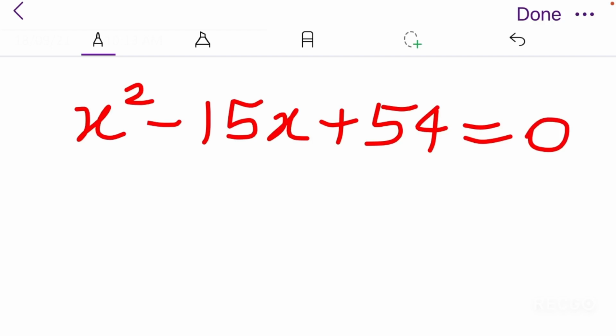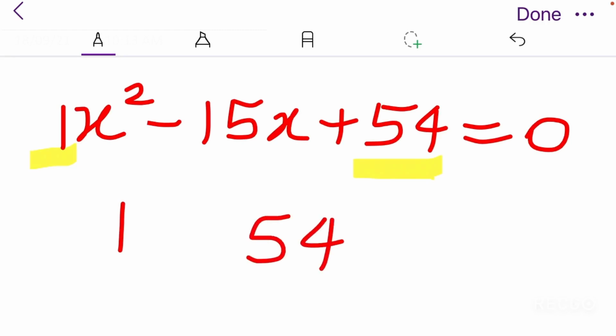Now when I'm saying factorization method, you all must be thinking that this method has something to do with factors. If you're thinking in this way, then your thinking is correct. So what we are doing over here is we will be taking the coefficient of x square and the constant. Our coefficient of x square is 1 and our constant is 54. So we will multiply the coefficient of x square and the constant. So what we get? We get 54.